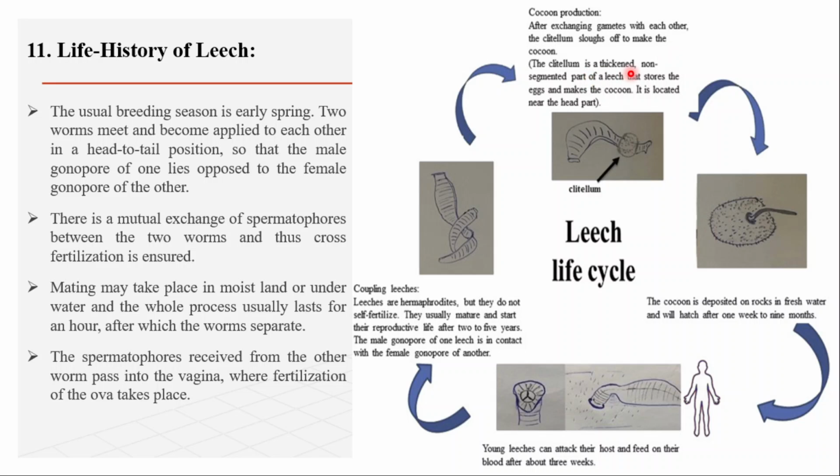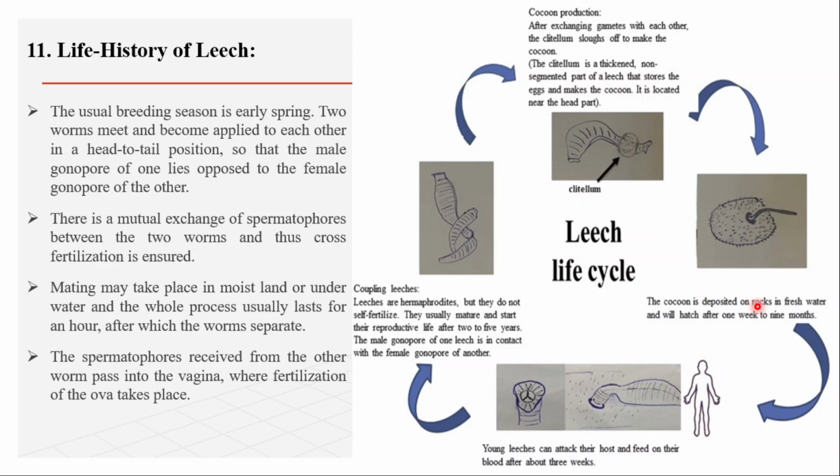The clitellum is a thickened, non-segmented part of a leech that stores the eggs and makes the cocoon. It is located near the head part. The position of the cocoon is in the 9th, 10th, and 11th segments near the head region. See here the cocoon structure.